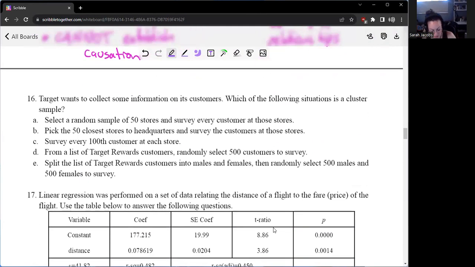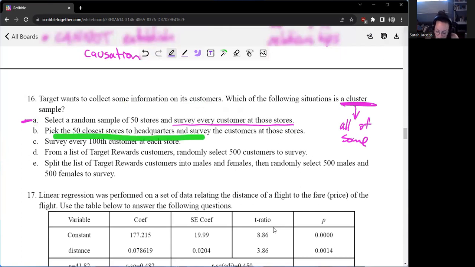All right. 16. Target wants to collect some information on its customers. Which of the following situations is a cluster sample? So remember, cluster is all of some. A says select a random sample of 50 stores and survey every customer at those stores. That's a pretty good description of a cluster sample.